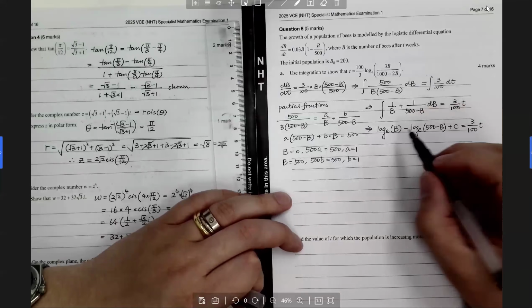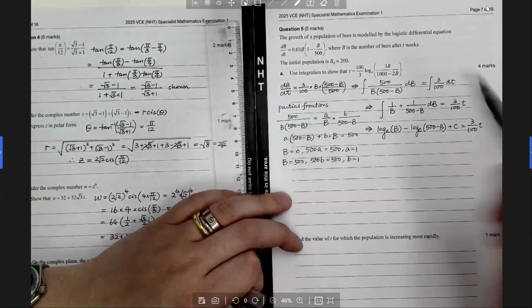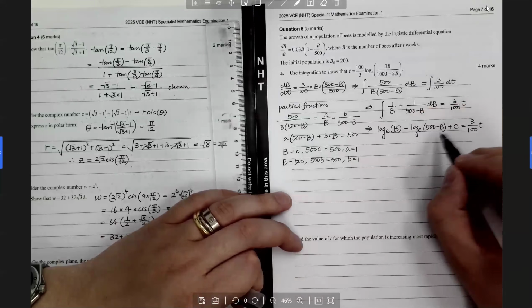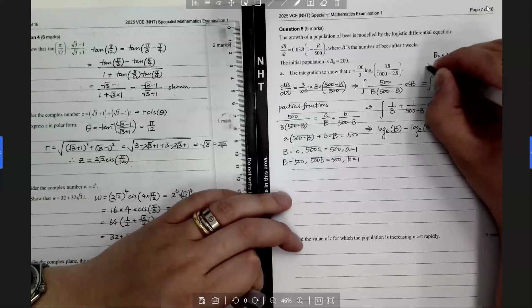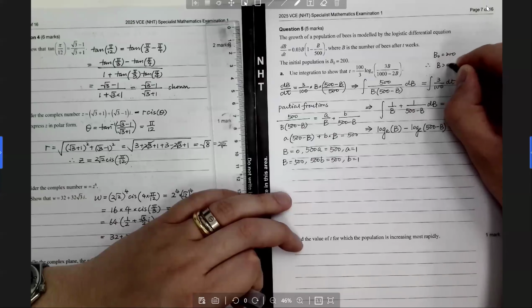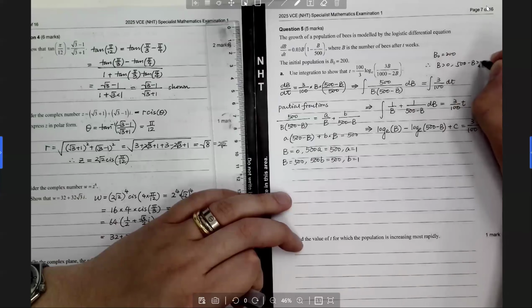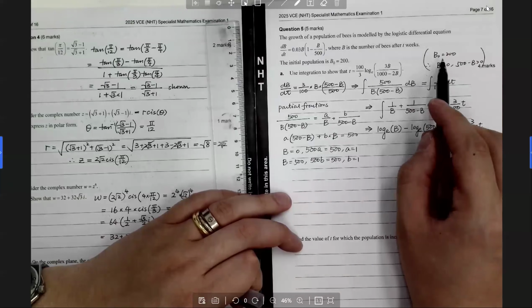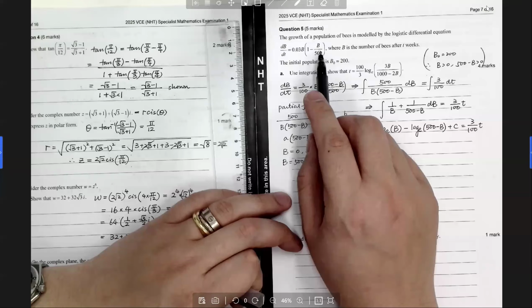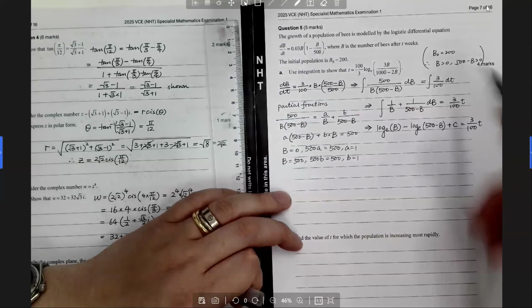The next thing is I'll use the initial condition: t equals 0, B equals 200. By the way, I didn't involve absolute value here because B naught equals 200. Therefore, capital B is supposed to be greater than 0, and 500 minus B is also greater than 0. If the initial condition has a value larger than the capacity 500, then I probably need to change the sign, etc.